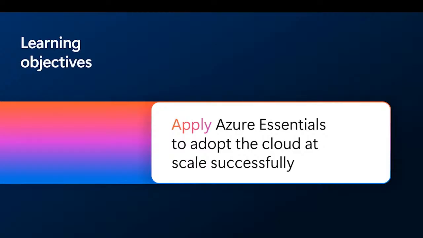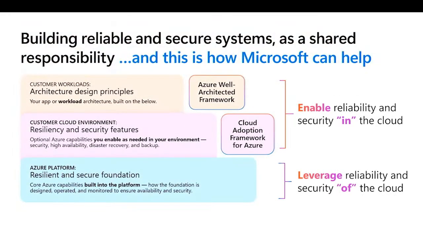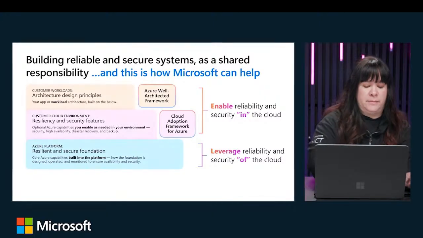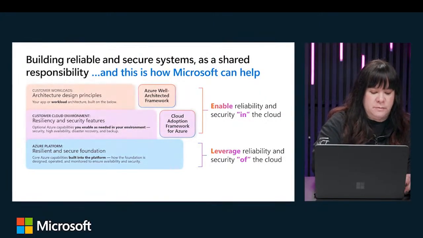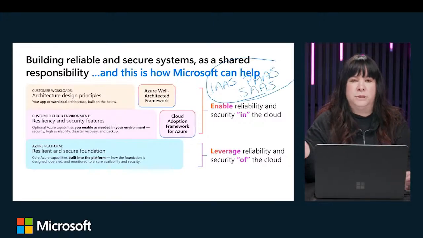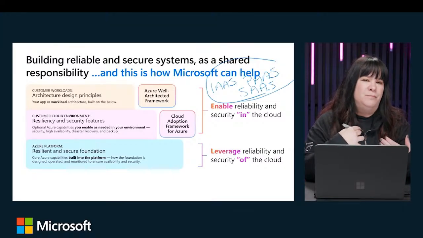So let's start with our first learning objective, and that's applying Azure essentials to adopt the cloud at scale. When we think about that, we think about building reliable and secure systems as a shared responsibility. Microsoft has a shared responsibility model that you might have heard about before, and this is not new to Microsoft. You've got what we call infrastructure as a service, you've got your platform as a service, and you've got your software as a service. So depending on what workloads you're building and how you want to deploy those workloads, it's all up to you, the customer, on how much you want to put in for yourself.